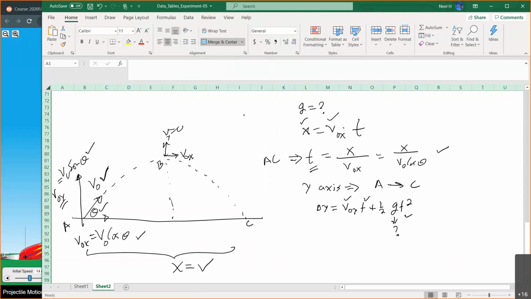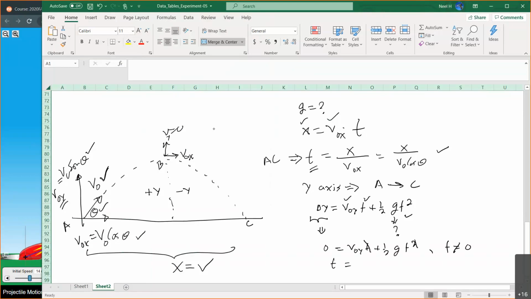V0y, I already know, because v0 and the sine theta, I already know. And what about the delta y? I don't know that, but delta y is, you go positive direction y up, negative direction y down. If you add the total, displacement is going to be zero from A to C. On the y-axis, there's no displacement at all. You go up, come back. So this is going to be v0y times t plus half g t to the power 2. One of the t cancels out because t is never going to be zero. I can divide that easily.